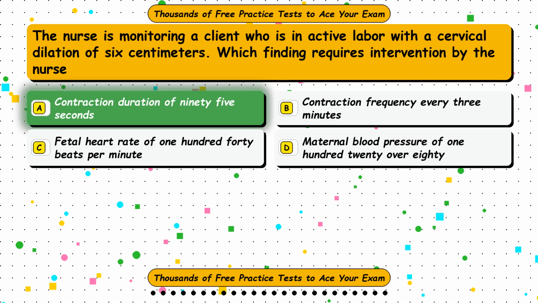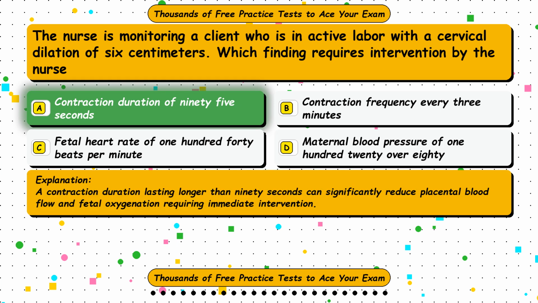The correct answer is option A, contraction duration of 95 seconds. A contraction duration lasting longer than 90 seconds can significantly reduce placental blood flow and fetal oxygenation, requiring immediate intervention.